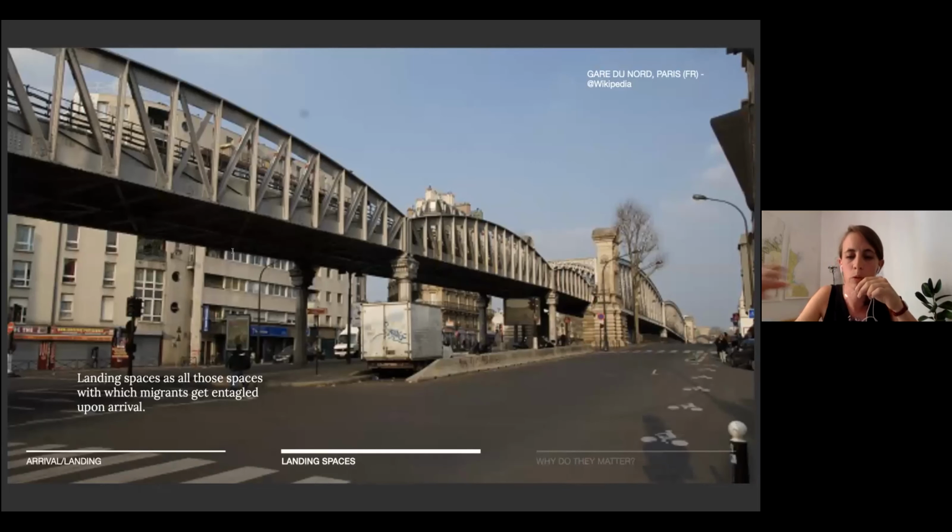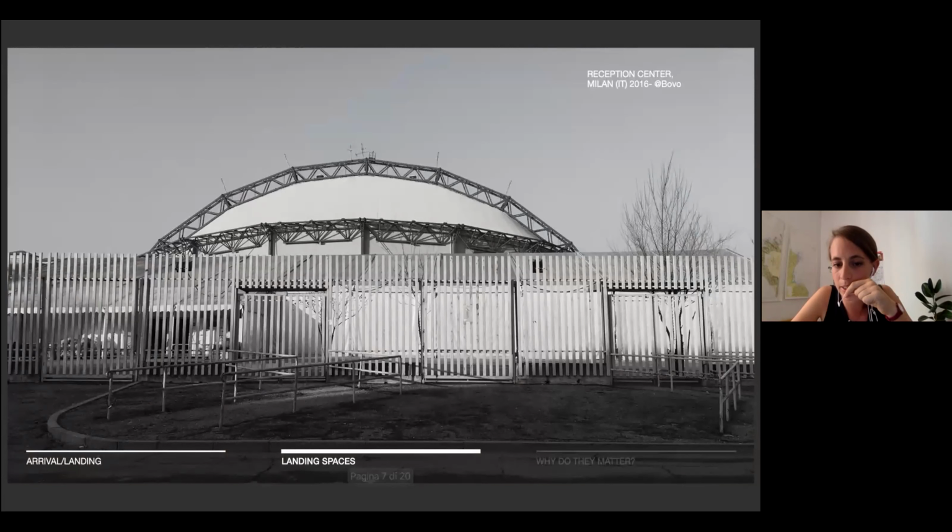So what about these landing spaces? To explain this, I would move a little bit from the well-known framework of arrival neighborhoods or arrival city. I would rather refer to landing spaces as all those spaces with which migrants get entangled upon arrival. So basically, wherever arrival or landing takes place. In the case of Palermo, this would firstly be the harbor, for instance, but in the case of other Italian or European cities, these would be train stations or bus stations. Of course, also reception facilities that popped up all over Europe in the last years, and also other ordinary spaces.